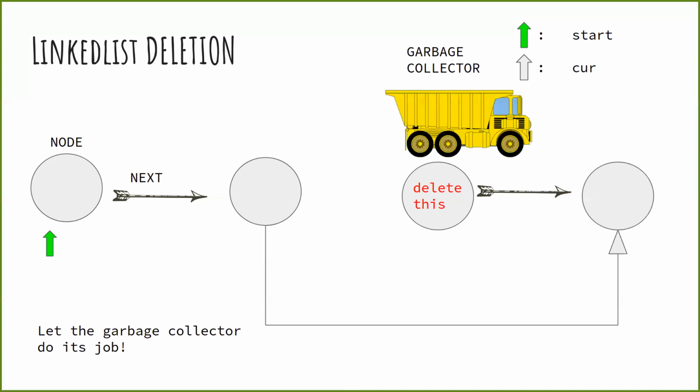Now, you might be wondering, do we have to physically remove this node? And the answer is no. Python has a garbage collector, which basically checks if there's an object and if there's a way to reach that object. For example, the node which has the red delete this written inside it, if that node does not have any way to reach it, the garbage collector will automatically remove it.